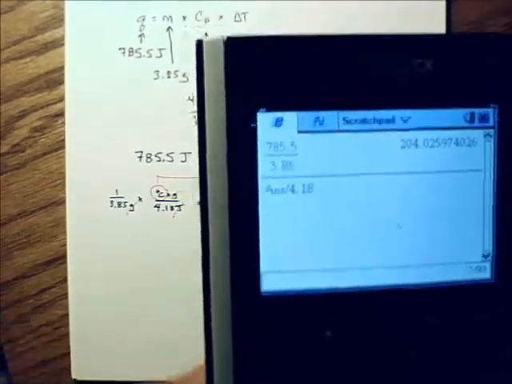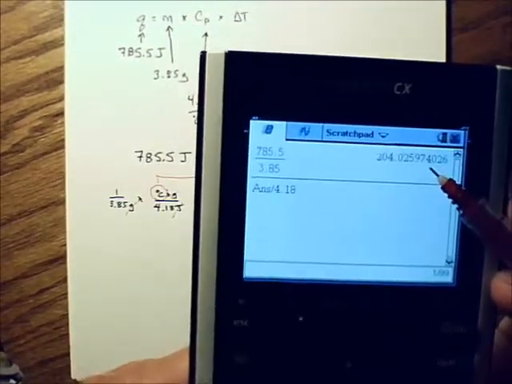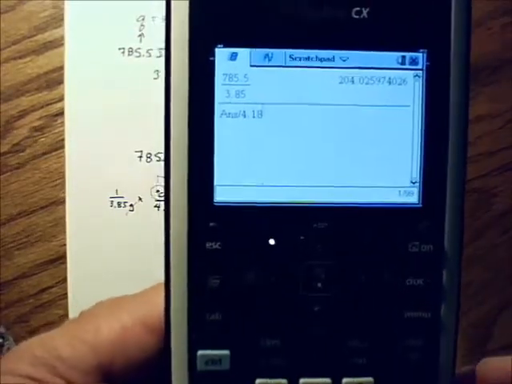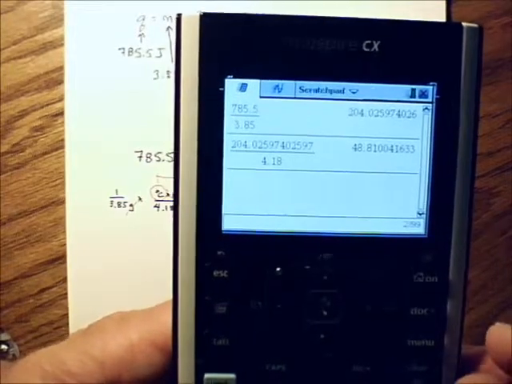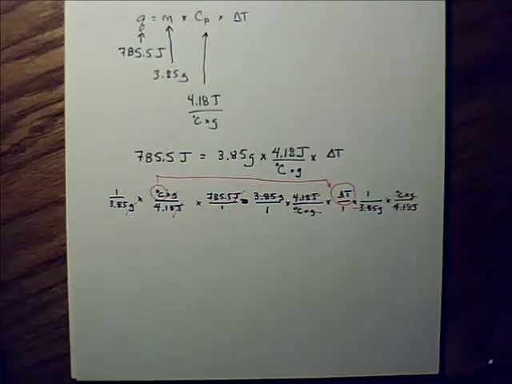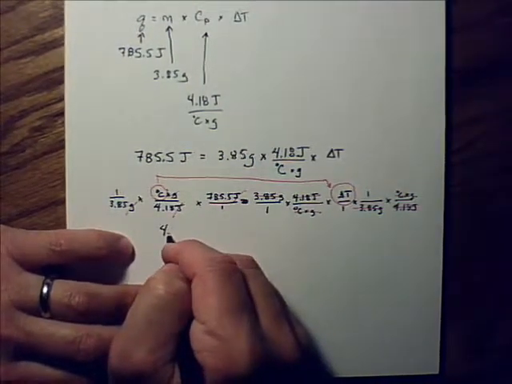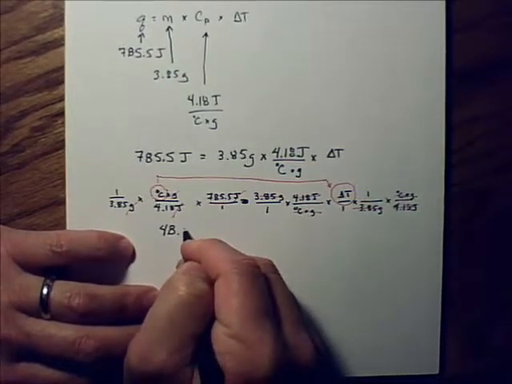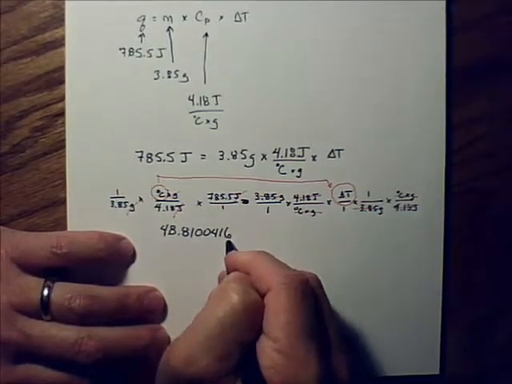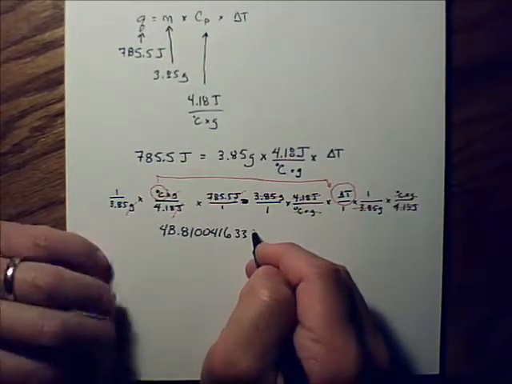I took the first 785.5 and divided by the 3.85. Then I hit enter and got this big old number here. Then I took that number and divided by 4.18. And when I enter, that's the value I'm looking for here for the change in temperature. Okay, good. So I get the whole answer here is 48.81004163. And what units of measurement are left?